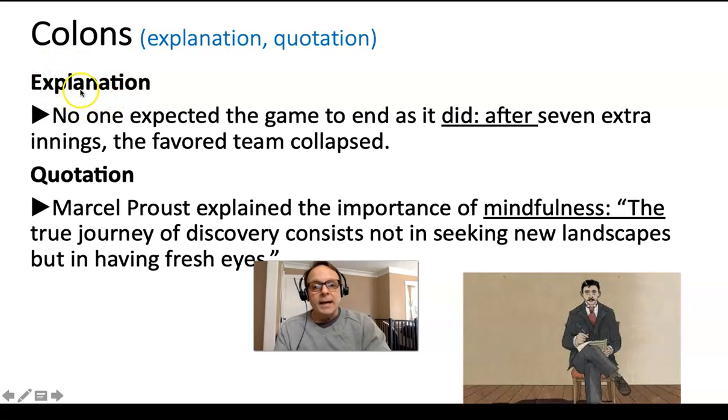Let's look at a couple of examples of how we use colons. If you want to add more explanation to a sentence that you wrote at the beginning: No one expected the game to end as it did. Well, how was that? Well, we put a colon and we add our explanation: After 7 extra innings, the favored team collapsed.